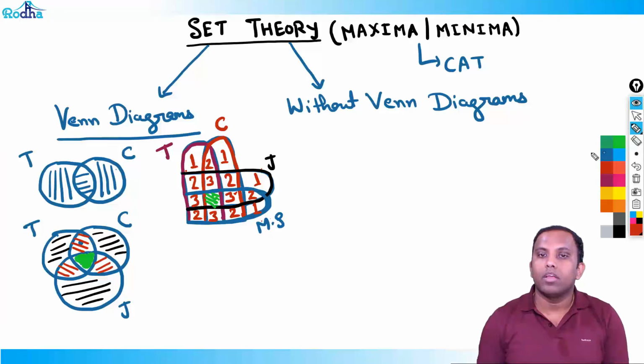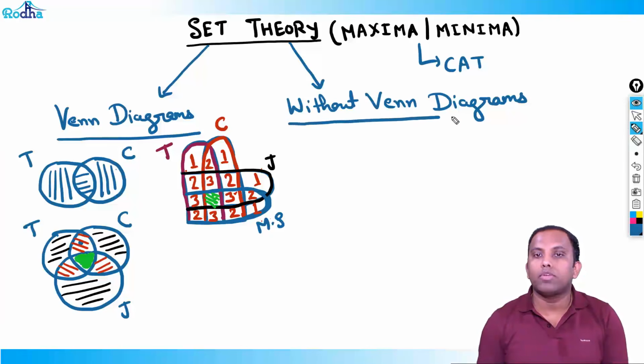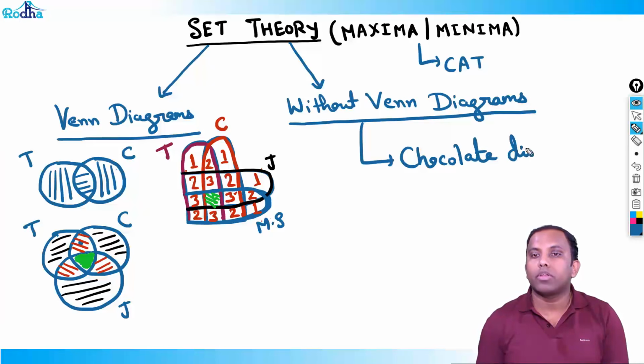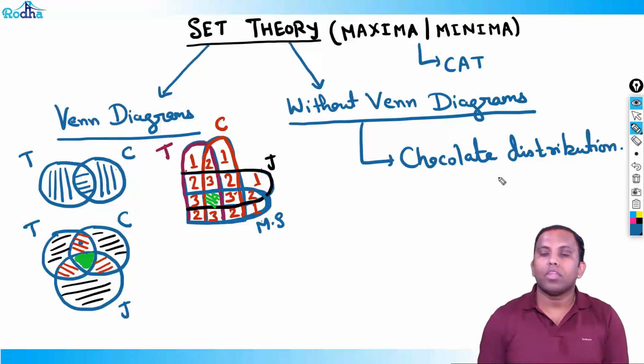That's it, right? Now, the second part is without Venn diagram. Without Venn diagram, basically I follow a method of chocolate distribution. It is quite easy to understand. So we'll see all this funda by chocolate distribution when it is without Venn diagram, for questions involving set theory, maxima and minima, without Venn diagrams, right? So basically, whether we draw the Venn diagram or not, we always draw it for the case where it is overlapping, right?